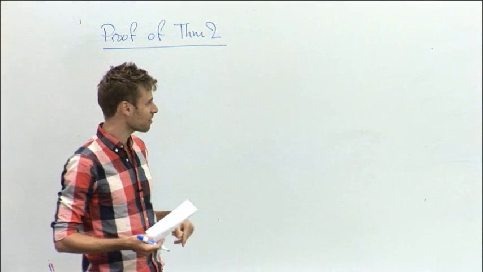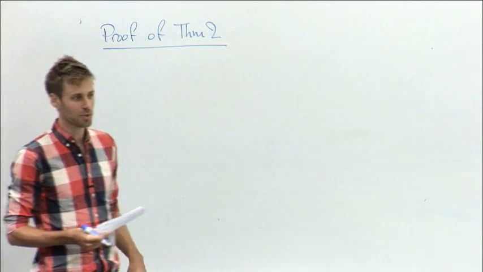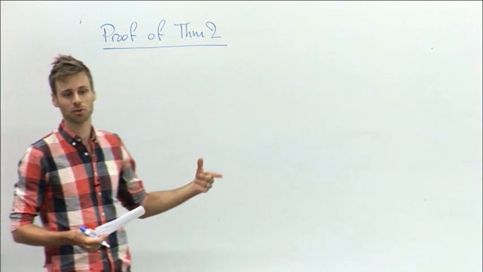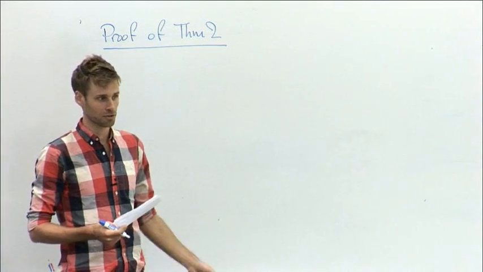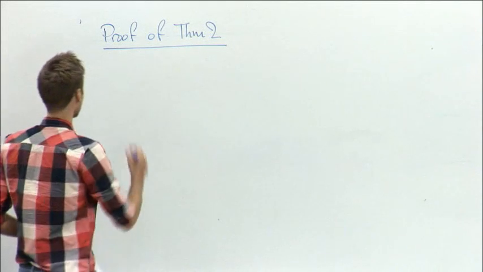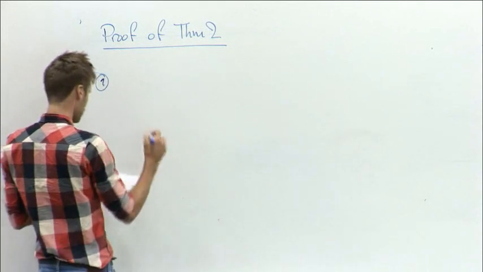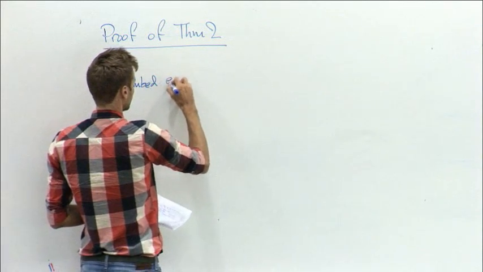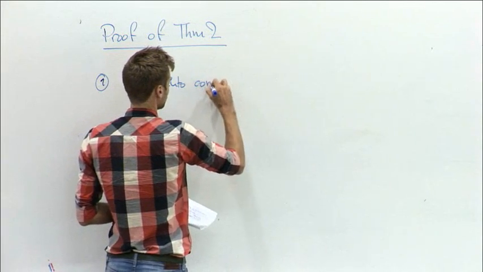So after a while, we ended up with this other proof where we instead embed our system again in continuous time and use techniques from branching process theory. So the first step of the proof: embed into continuous time.